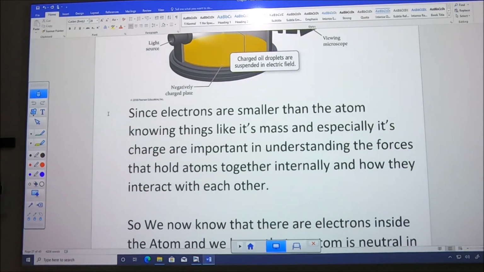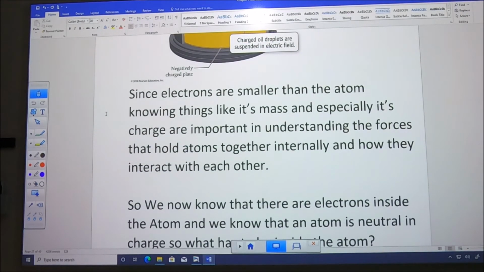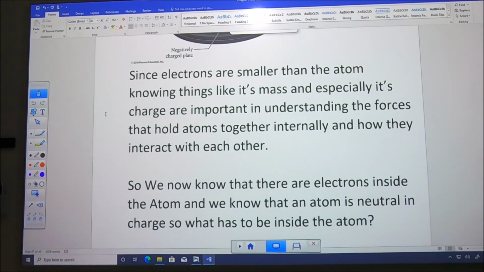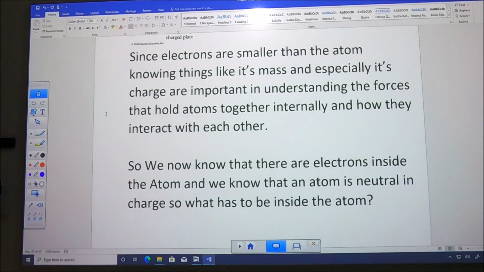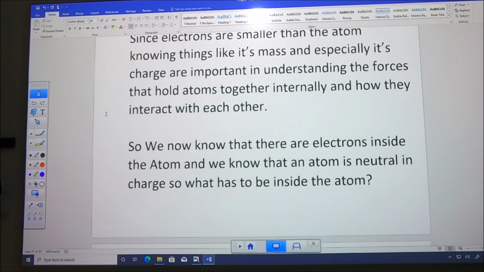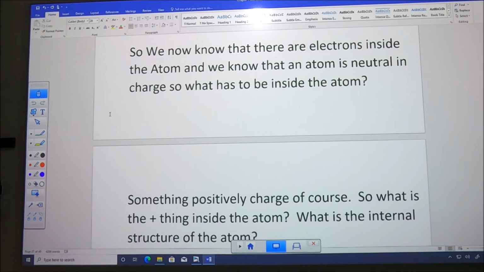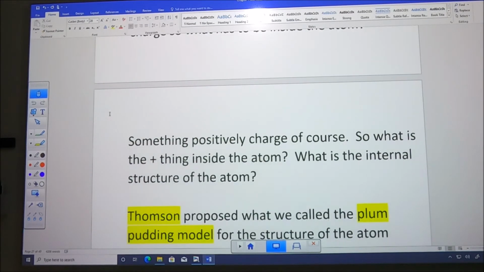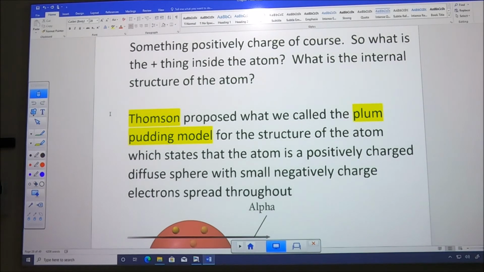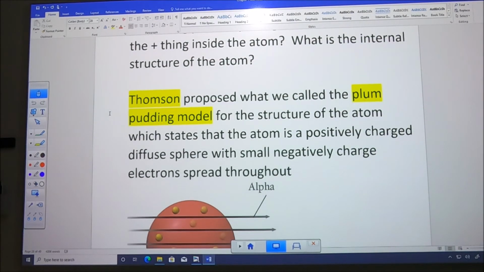And it's negatively charged, and we know that atoms are neutral. So this tells us that there are electrons inside the atom. So if there are electrons inside the atom and they're negatively charged, this tells us that there must be something positively charged inside the atom. So what's that positive charged thing inside the atom? What's the internal structure of the atom look like?